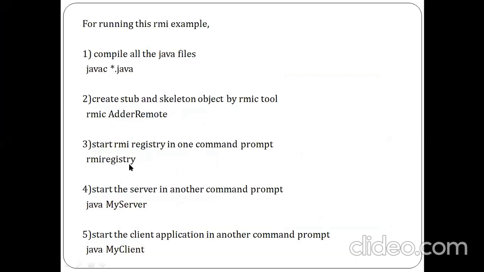Next, start the RMI registry. Next, open another command prompt and run the server. Open another command prompt and run the client. Here we will get the result. So this is about the RMI program, a simple RMI application to add two numbers. Next, you can create any other RMI application to download a file, to perform file operations, or any other application. Okay, so this is about RMI.